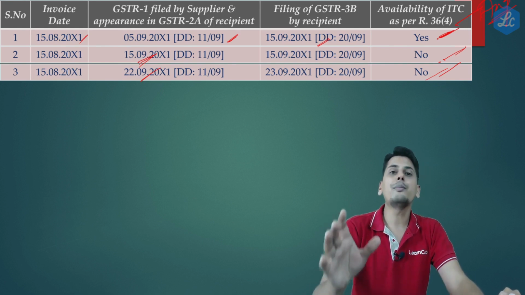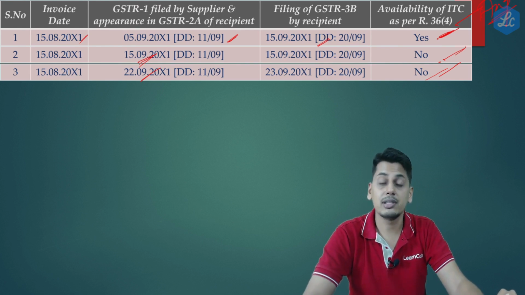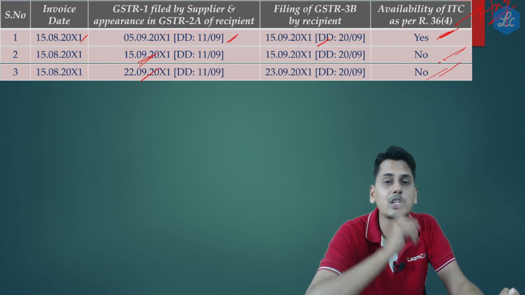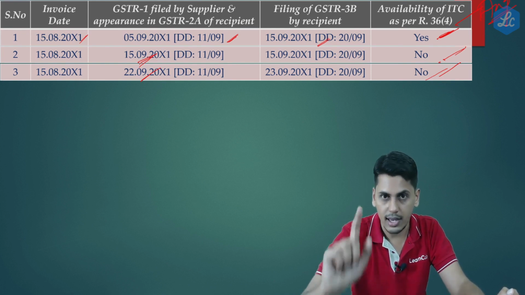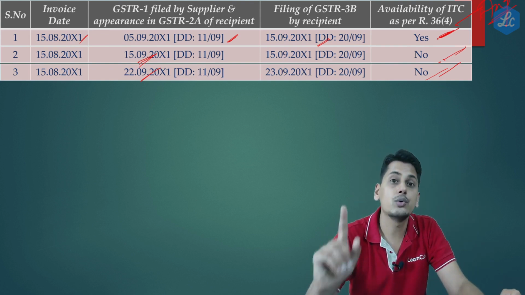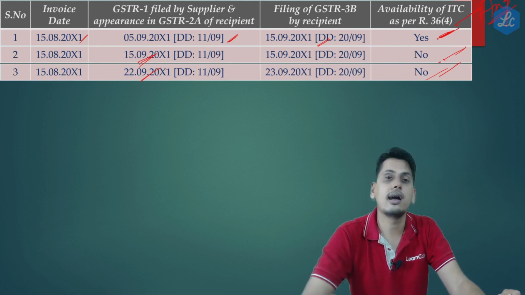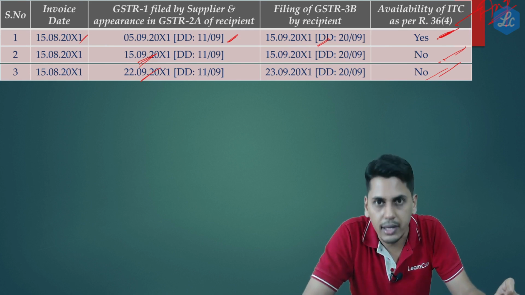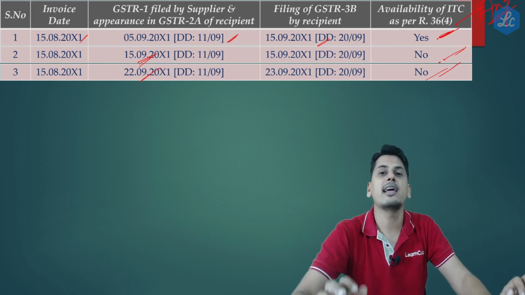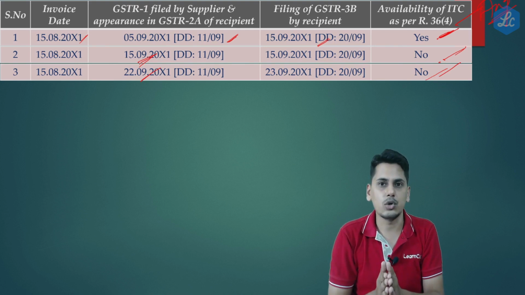So now friends, for a particular tax period, we are just updating the formula. For the purpose of complying with 36 sub rule 4, should I check GSTR-2A or should I check GSTR-2B? The updated formula is I'll have to check GSTR-2B, because GSTR-2B will contain a list of those invoices wherein the suppliers have filed their GSTR-1 within the due date for a particular tax period. I will download my GSTR-2B.